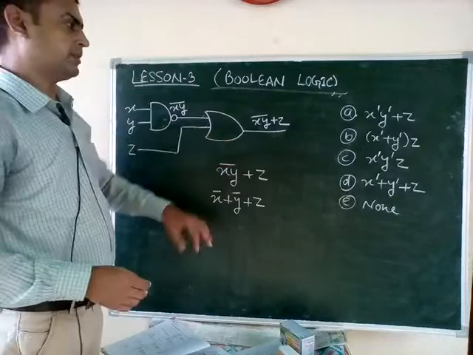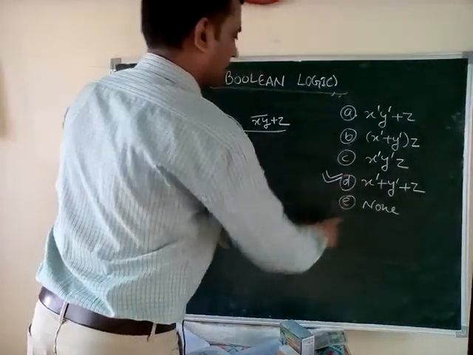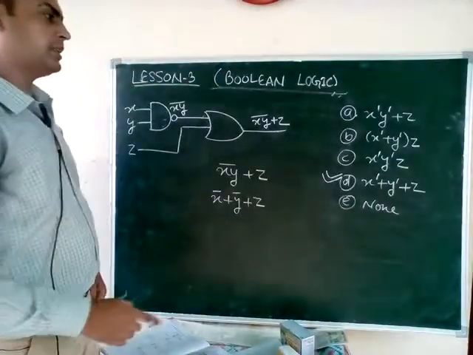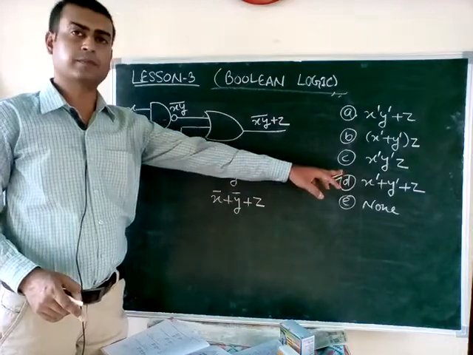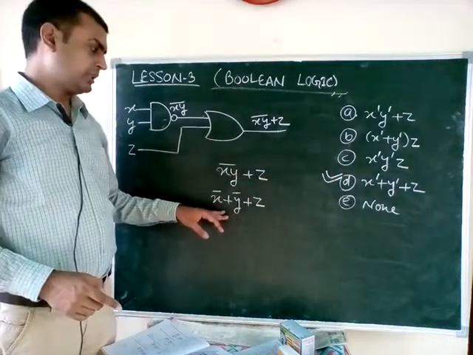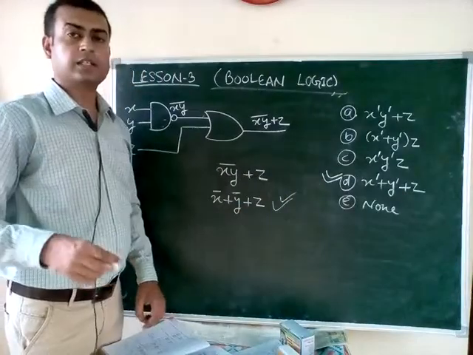and this is present also in the answer. X bar y bar plus z, you can see this. You can write the bar like this, or if the bar is like this, both are the same. So this is the answer, and this is the method by which you will give the answer.